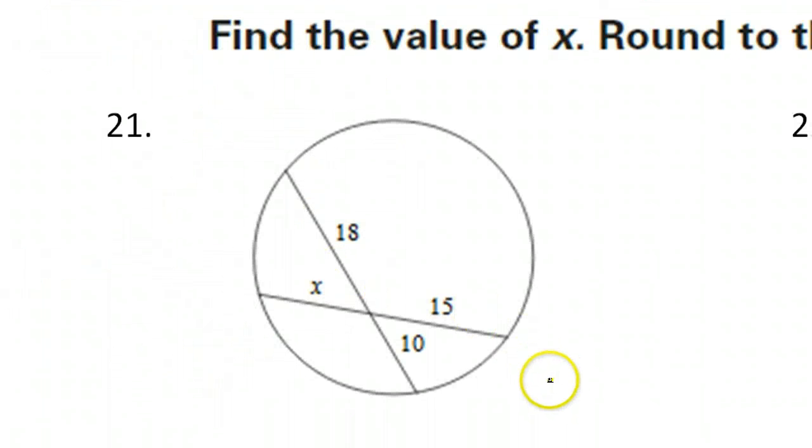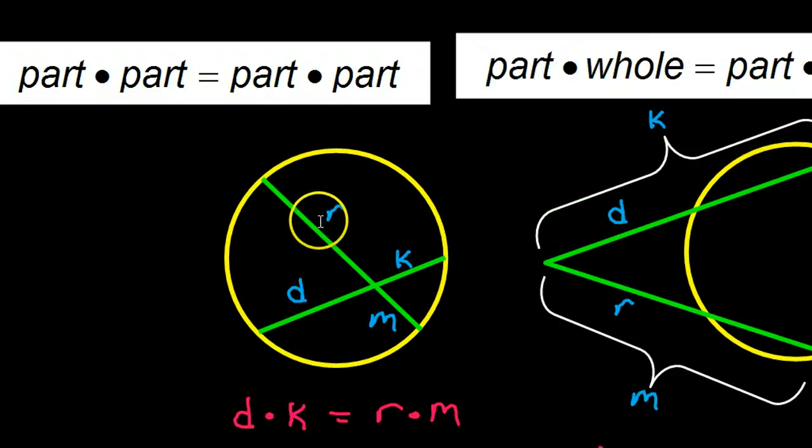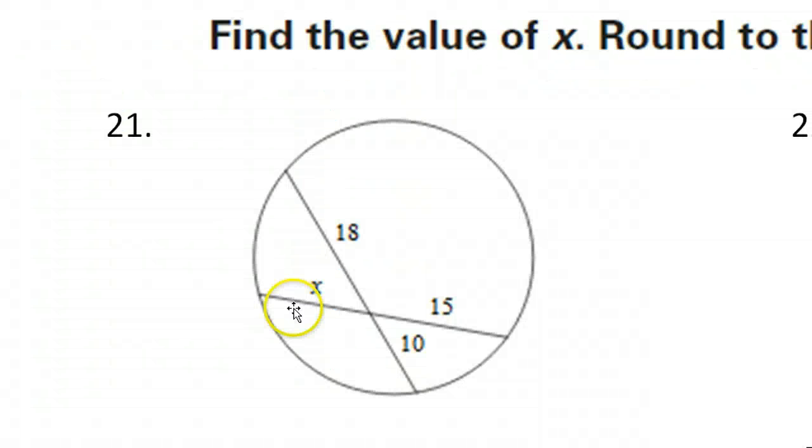Alright, looking at number 21. When you have the segments meeting inside the circle like this, the relationship is part times part equals part times part. For example, R times M equals D times K. So that is what we are dealing with.